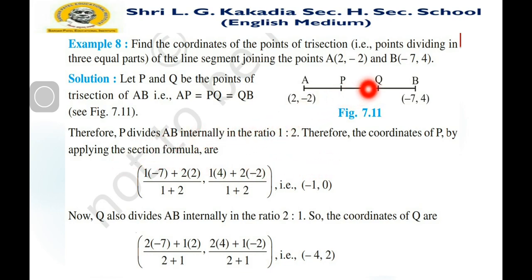And about the coordinates of Q, you can find that Q also divides AB internally in the ratio 2 is to 1. So the coordinates of Q are 2 into minus 7 plus 1 into 2 upon 2 plus 1, and also 2 into 4 plus 1 into minus 2 upon 2 plus 1, that is minus 4 comma 2. So in this way, using the section formula, we can find the coordinates of any point, or also the ratio in which it divides the given line segment.